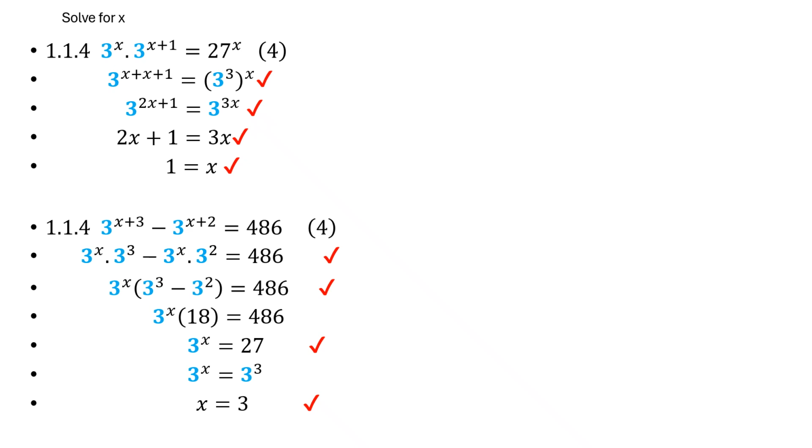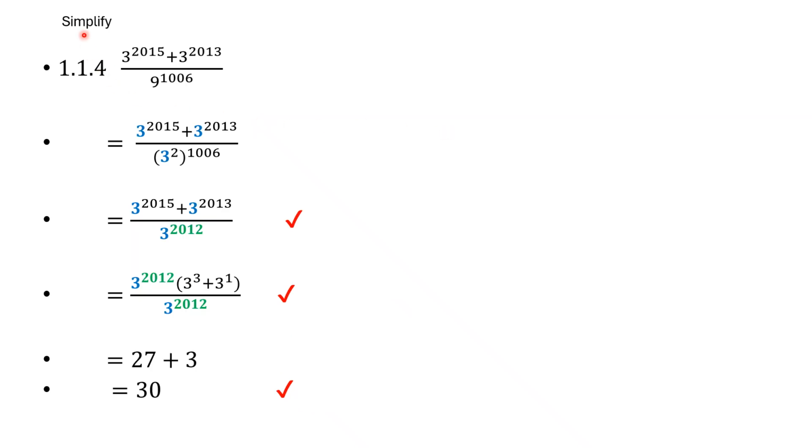Alright, look at the next slide. So we're simplifying. Again, no equal to, so we have an expression. We have 3 to the power 2015 plus 3 to the power 2013 divided by 9 to the power 1006. On top stays, bottom I have to make base 3. So 9 is 3 to the power 2, 1006. Third law of exponents, 2 times 1006 would give me 2012.